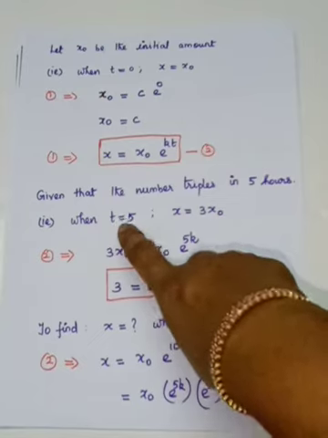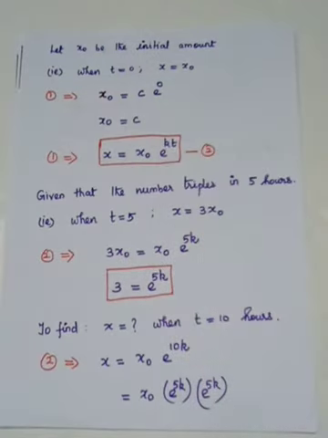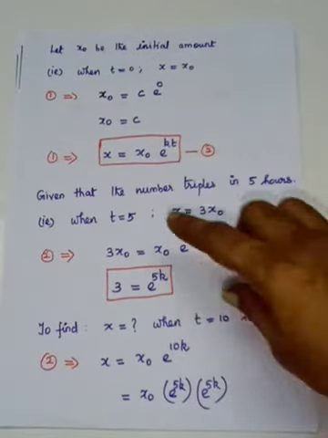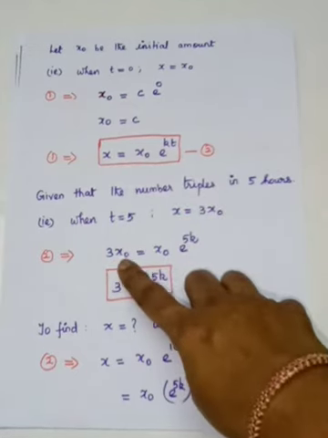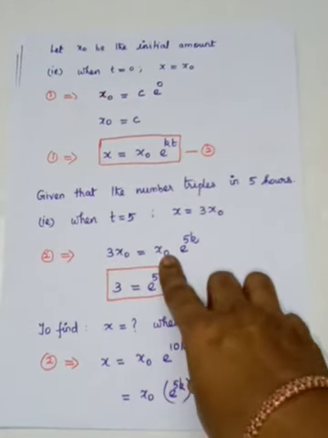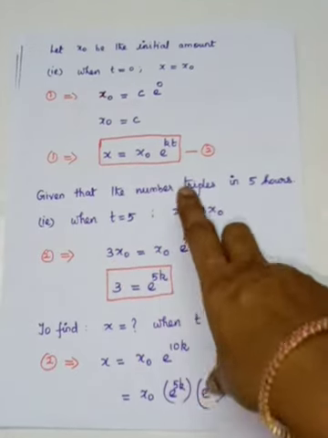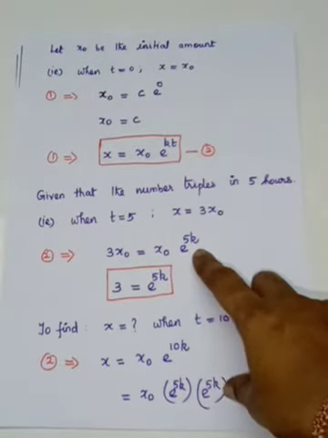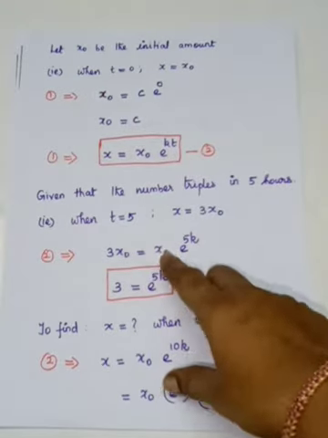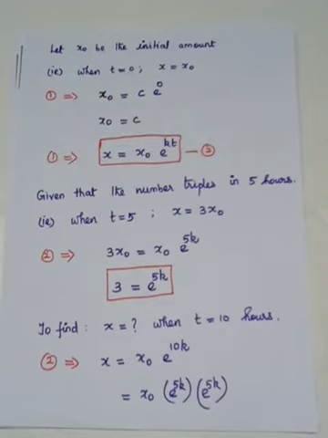Okay, so t and x have to be substituted in the second equation. In the place of x, you substitute 3x naught is equal to x naught e power, and t is 5, so it is 5k. So x naught gets cancelled. So 3 is equal to e power 5k. So the given condition is also applied.